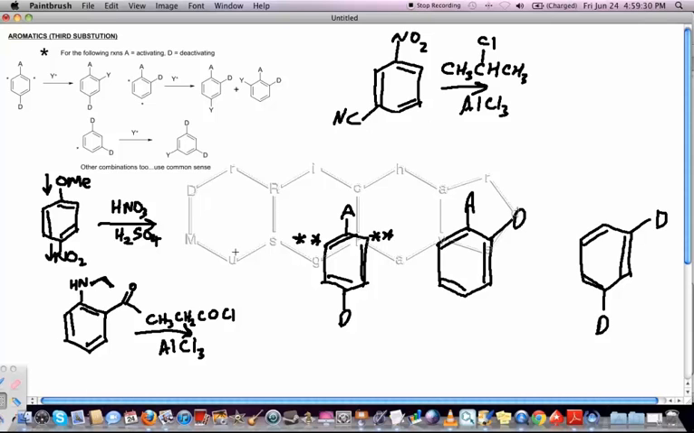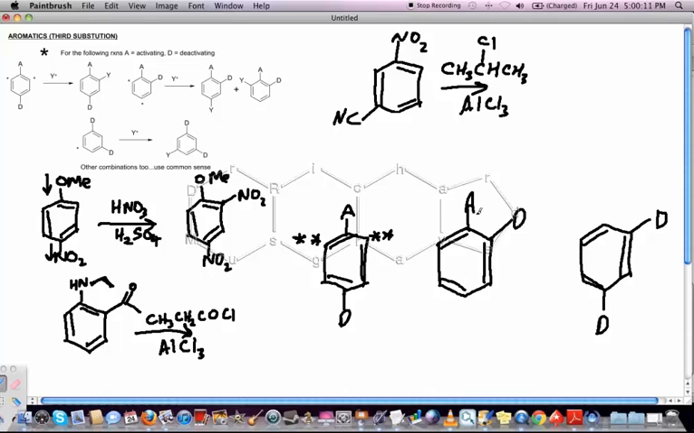Alright, let's look at the product we'll get from that then. And that will be this product. The HNO3 H2SO4 produces NO2 plus as the electrophile. So I will just throw the NO2 onto that position. Now because this is symmetric, the NO2 can either go here or here and it will be the same compound. So that's the only product we get if we have an activating and deactivating group para to each other.